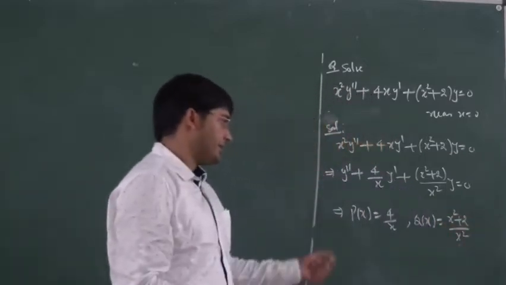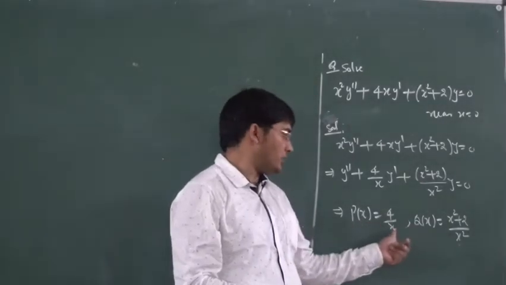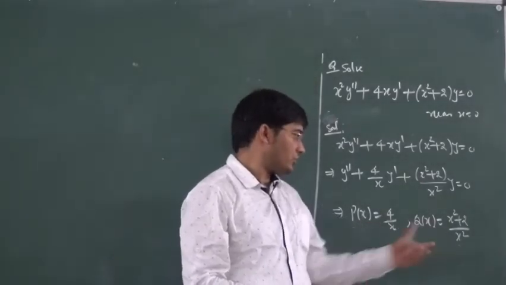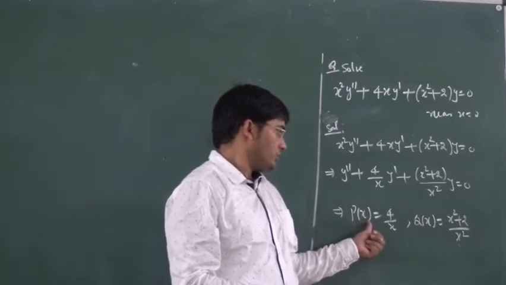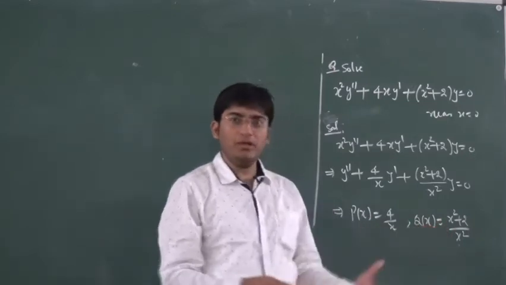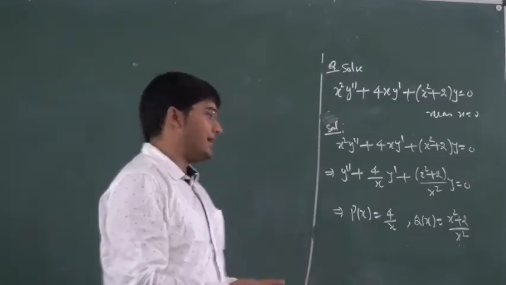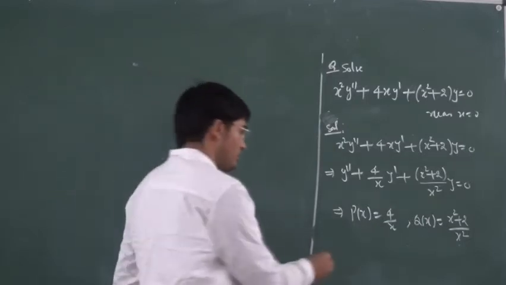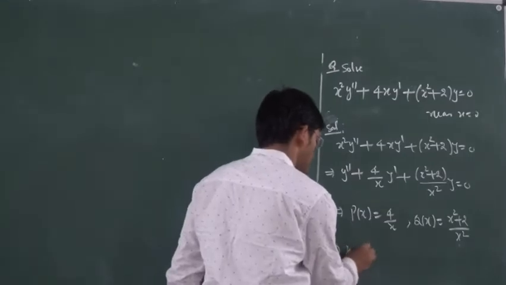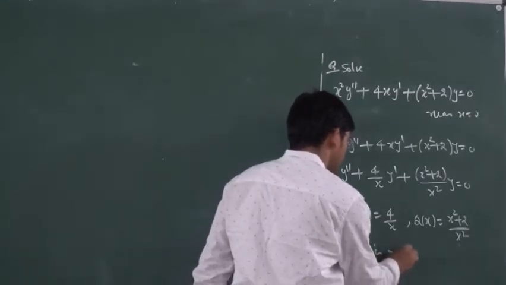Now clearly p and q are not defined at x equal to 0, because at x equal to 0 p will become infinity and q will be infinity. So we can say that p and q are not differentiable at x equal to 0, hence x equal to 0 is a singular point. So this implies that x equal to 0 is a singular point.